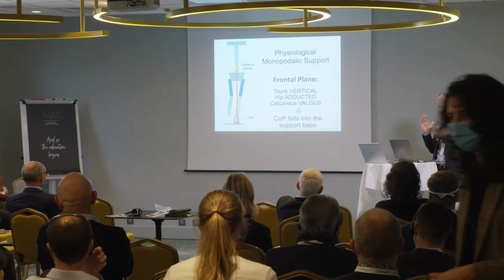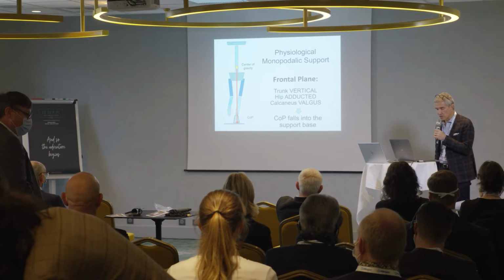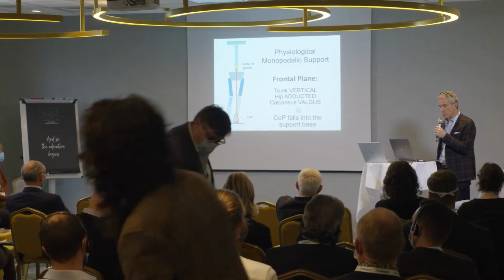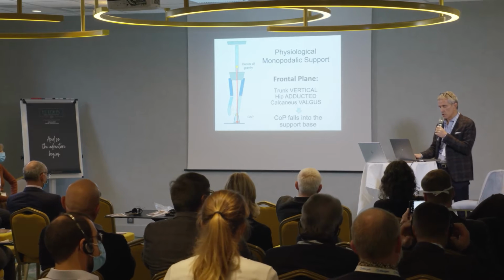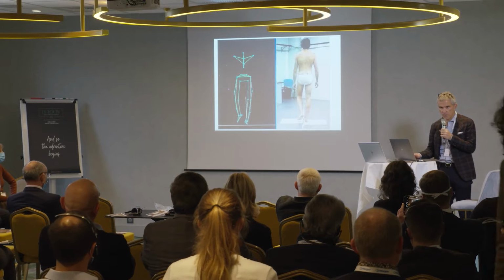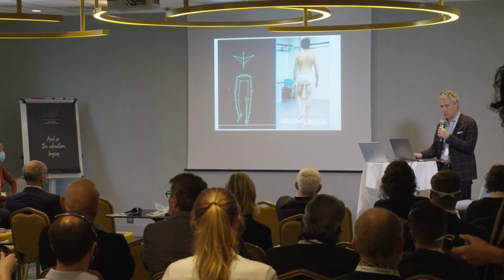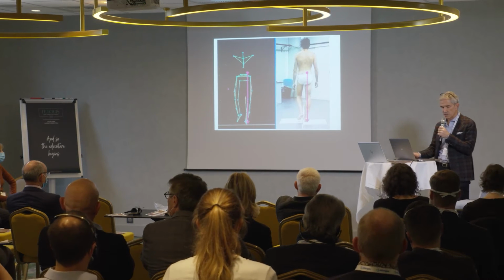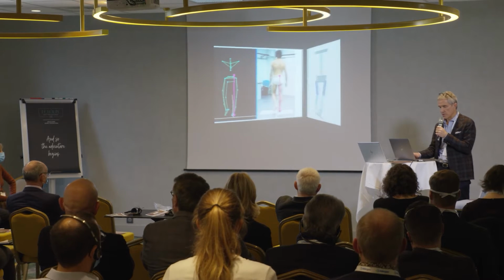If we see what happens during the normal physiologic monopodalic support, we know that in the frontal plane we can see the center of gravity that is exactly in the middle of the trunk, and the center of pressure falls into the support base of the foot. This is permitted by adduction of the lower limb and calcaneus valgus. This is the normal position of the foot during the monopodalic support. As we can see here, the center of gravity.